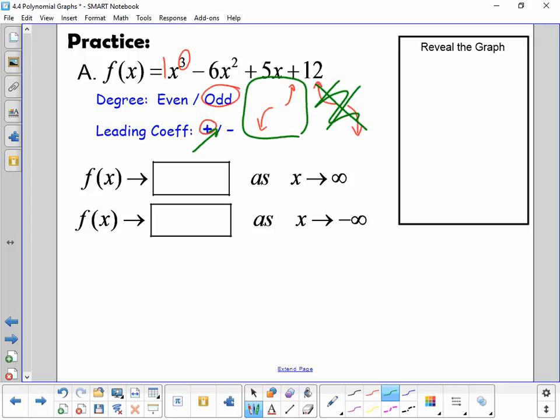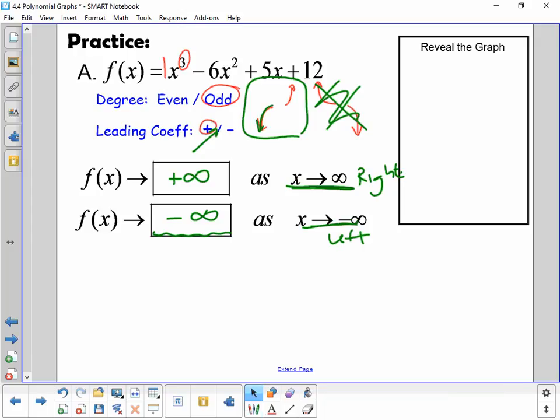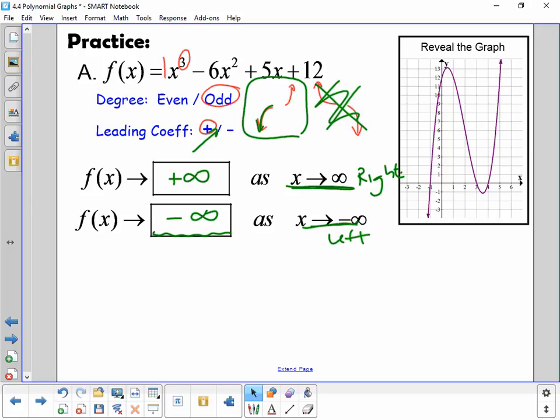So if we look at this end behavior, it says f of x approaches something as x goes to the right. Well, on the right hand side, this thing is going up. And f of x approaches something as x goes to negative infinity. This is talking about the left hand side. So on the left hand side, it's going to be going down. And here's a picture of the graph to sort of confirm that we were right. It goes down on the left, up on the right.